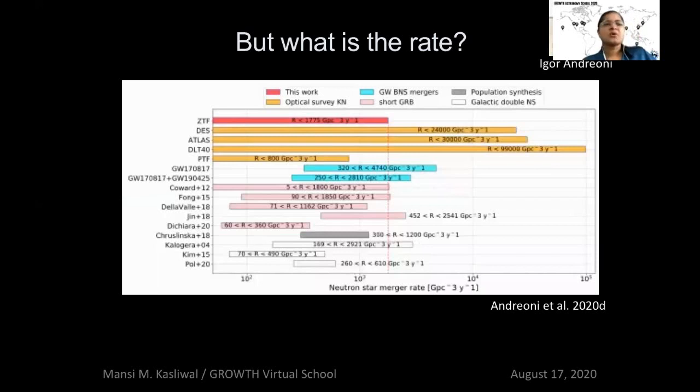And then you would ask, what is the rate, right? I just put a squiggly at 500 per gigaparsec cubed per year. And your head TA for the school, Igor Andreoni, just published a lovely paper on this topic. So please bug him about this. And he can tell you what all the different rate estimates for neutron star mergers are and how he did his own rate estimate. And you can go into a detailed discussion with him about this topic.